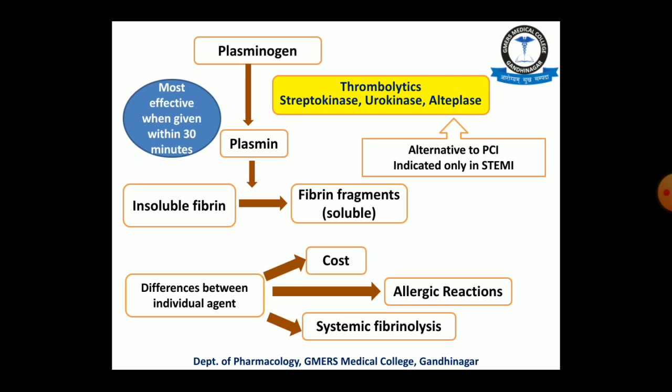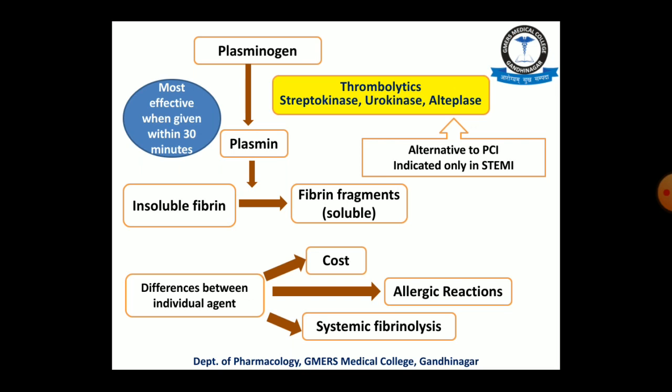Now, why is percutaneous coronary intervention considered to be superior? There are certain reasons. First reason is that with the use of thrombolytics, we do not have a 100% guarantee that complete lysis of the thrombi will occur. That is one. While in case of percutaneous coronary intervention, this is possible. Second thing is that the incidence of adverse reactions with thrombolytics, like systemic fibrinolysis, is more.